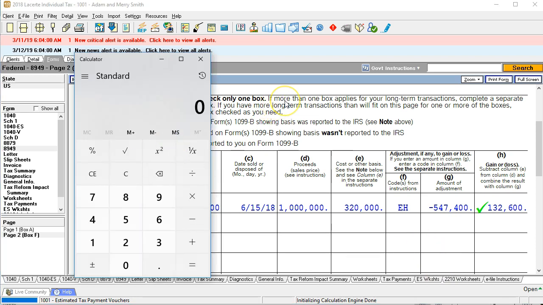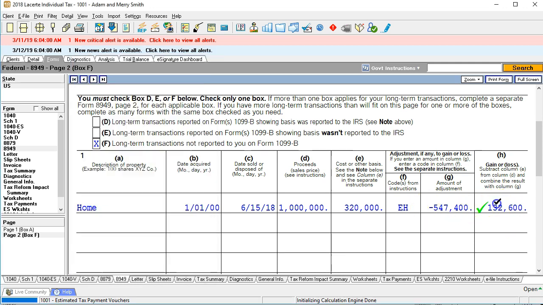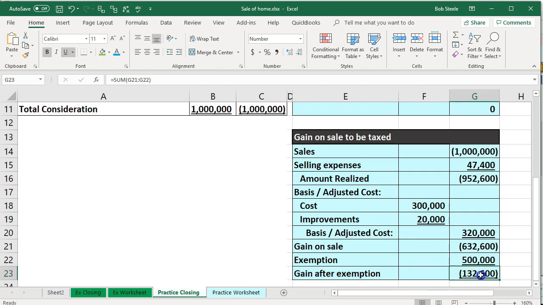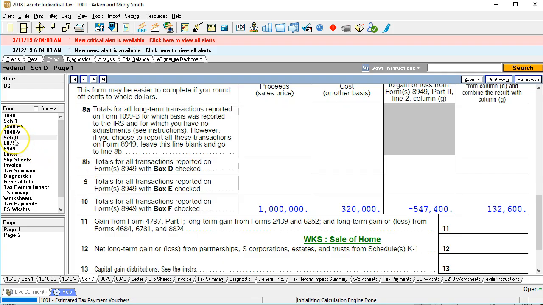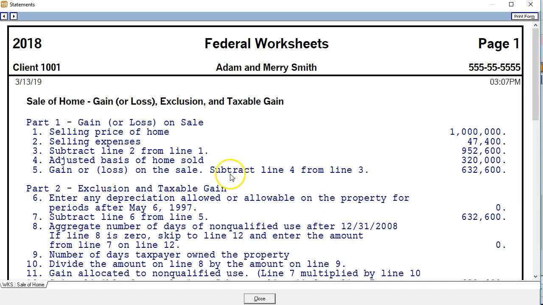So then if we calculate this out, we've got the 1 million minus the 320,000 minus the 547,400. That's going to give us our 132,600 gain or loss subject to column E, as we see here. And that of course lines up to our calculation that we have in our worksheet. If we go back to Schedule D, we'll see that we also have a worksheet here. So we have a worksheet for the sale of the home. So if we open that up, we'll see a similar type of calculation.